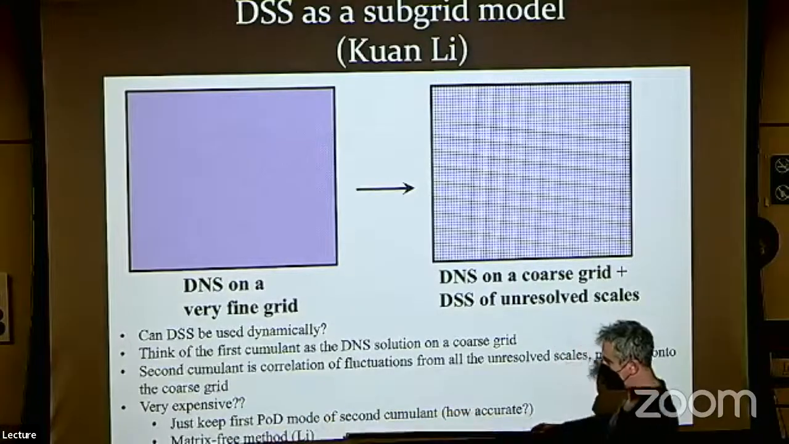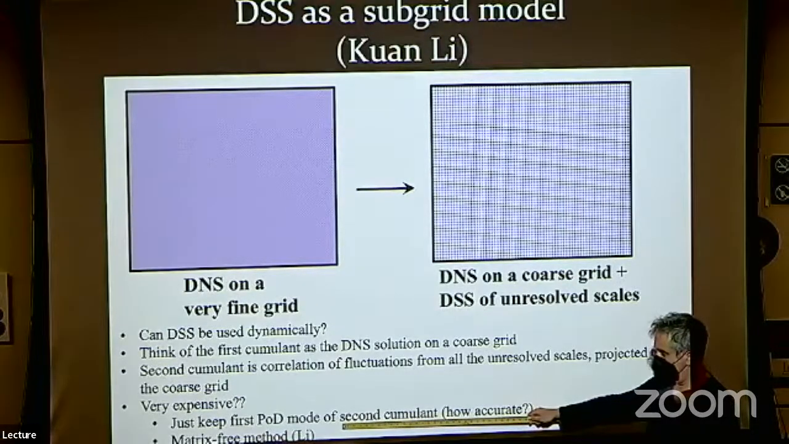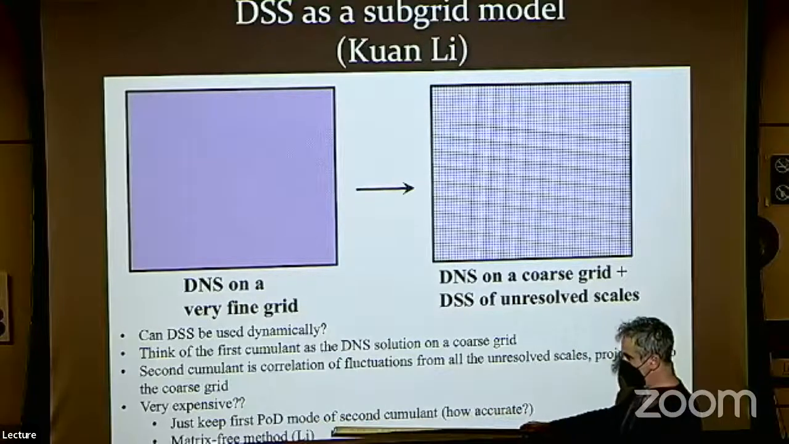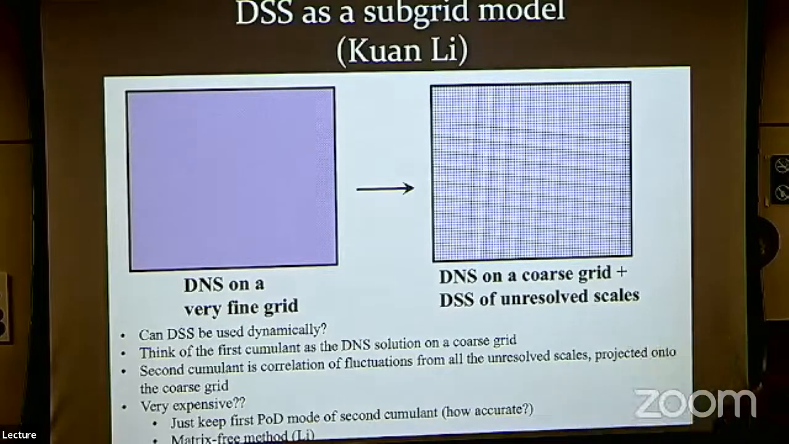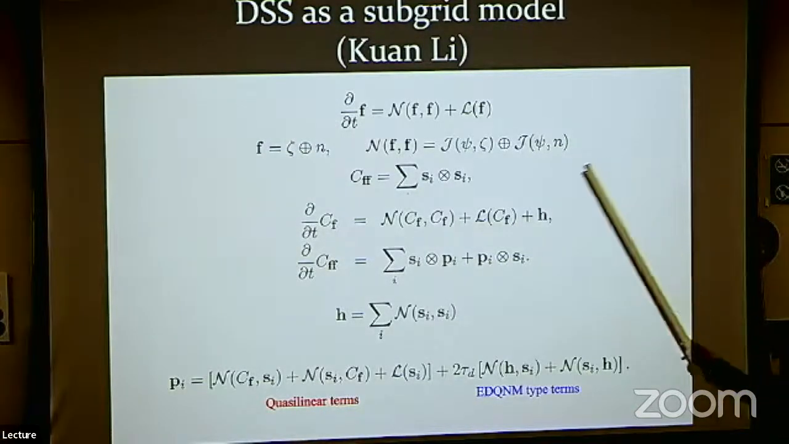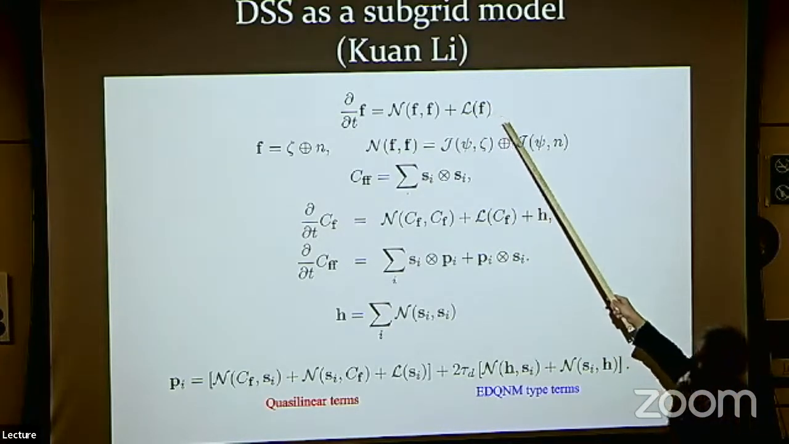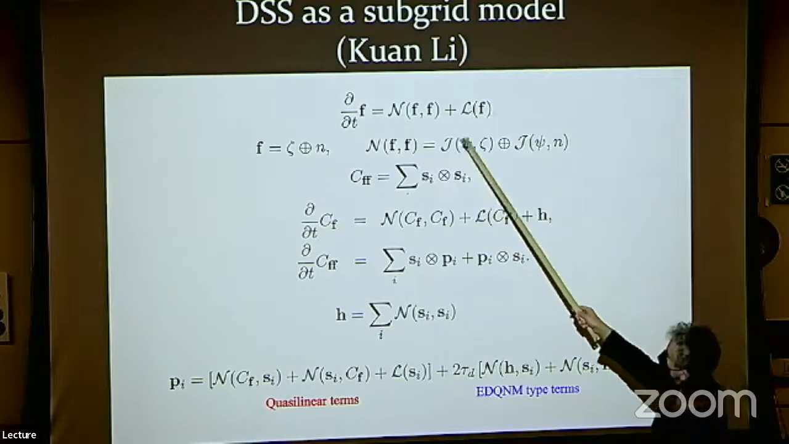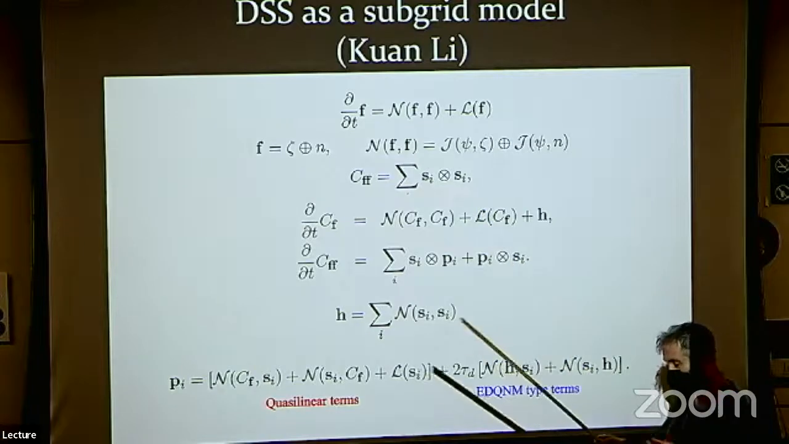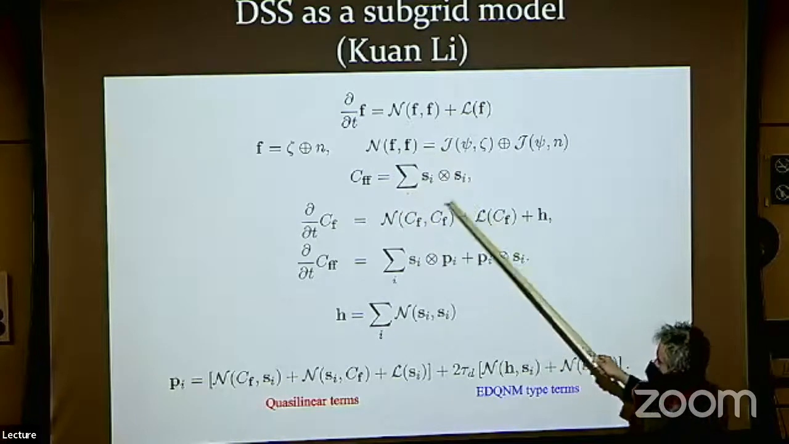So what Quan has done is he's just kept the first POD mode of the second cumulant. He can keep the first 2 or the first 3, but he just keeps the first POD mode. And he has a very clever way of doing it, which I don't really understand. Okay, so again, I'm not going to go into details. We have this set of equations. He's going to define the first cumulant as the solution on a coarse grid. He's going to define a second cumulant in terms of its Schmidt decomposition.